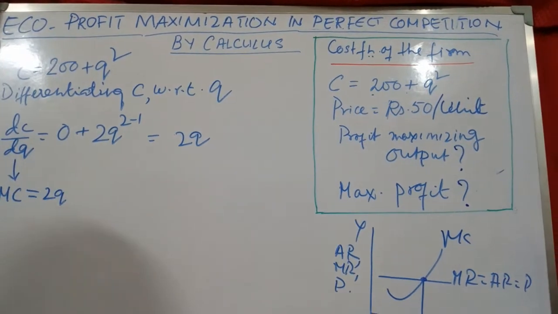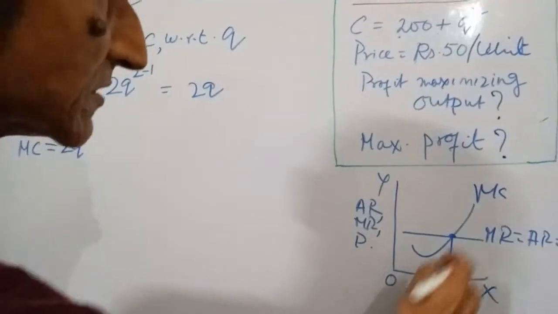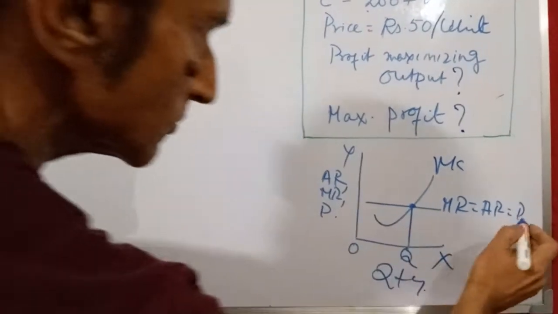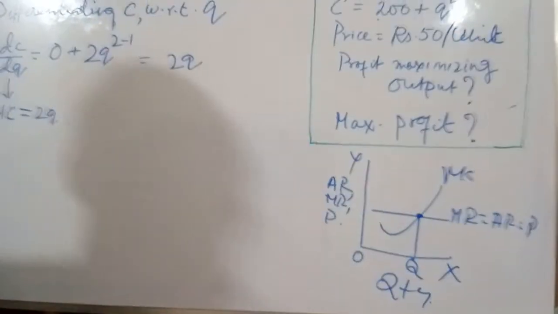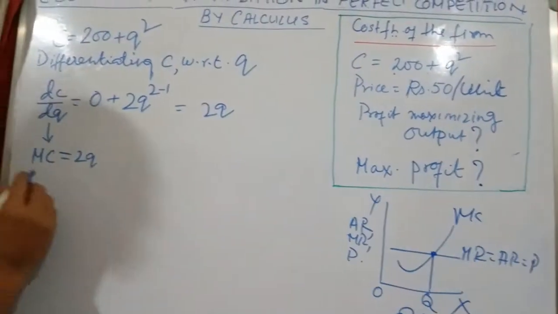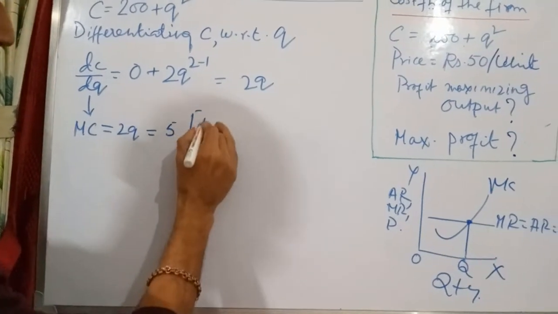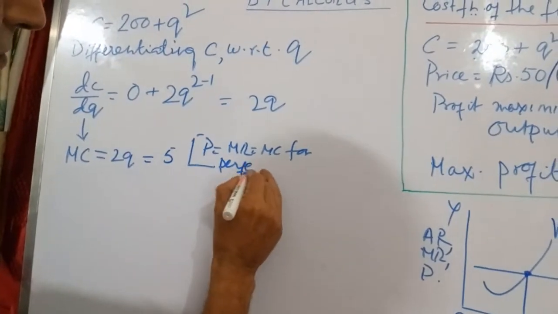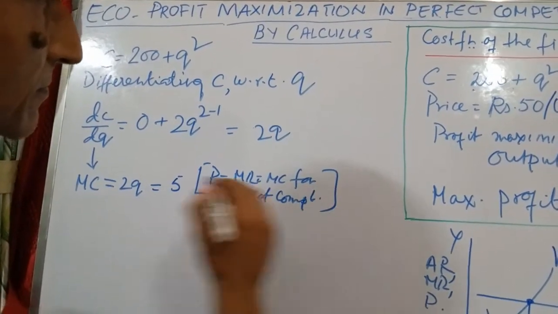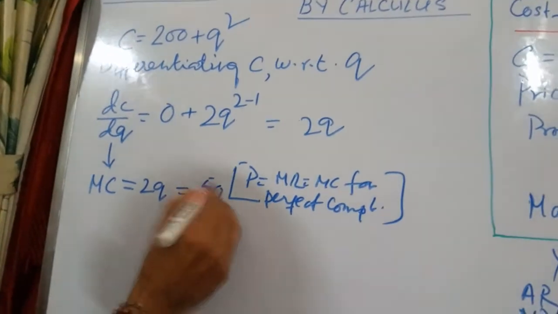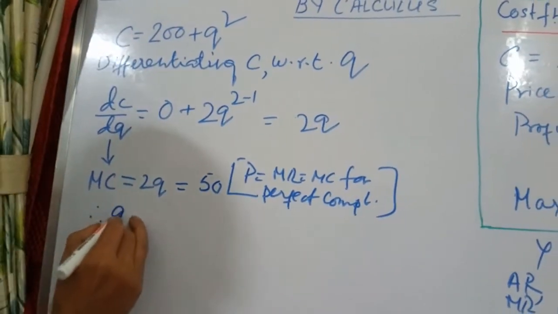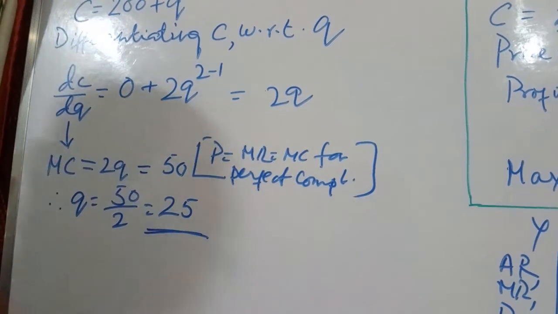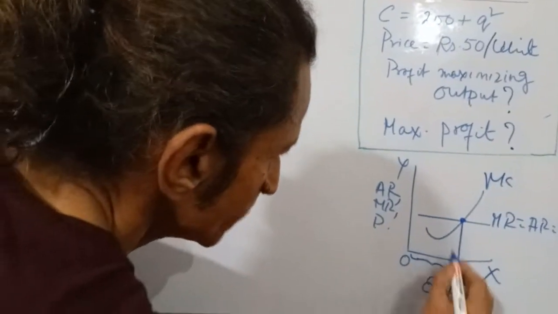Now in a perfectly competitive firm, we have learned that MC intersects MR at the profit maximizing output. So MC is the price also. Here MC becomes equal to price. And what is the price? Price is given, 50. So MC equals 2Q, that is equal to 50. P equals MR equals MC for perfect competition. Right? This is 50. Therefore, Q equals 50 by 2 equals 25. So this is the profit maximizing output of the firm. That means this is 25.